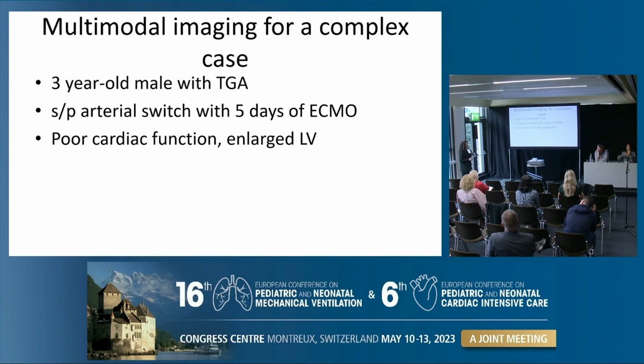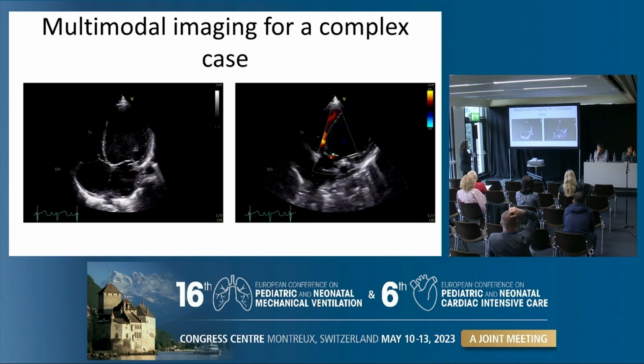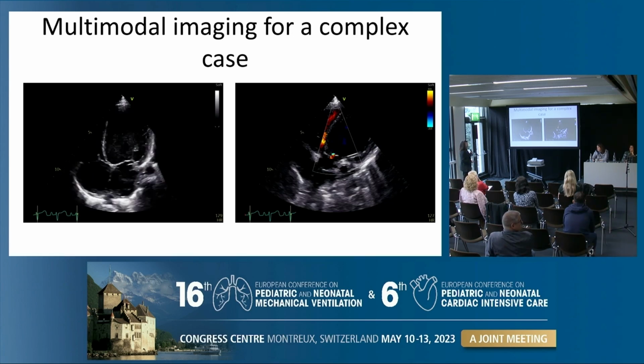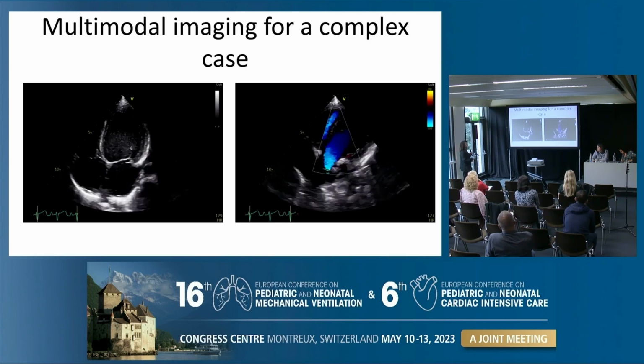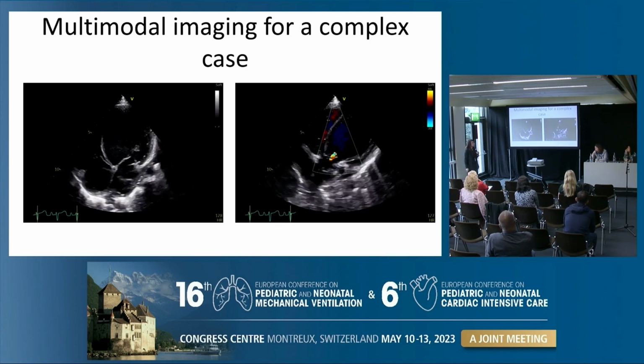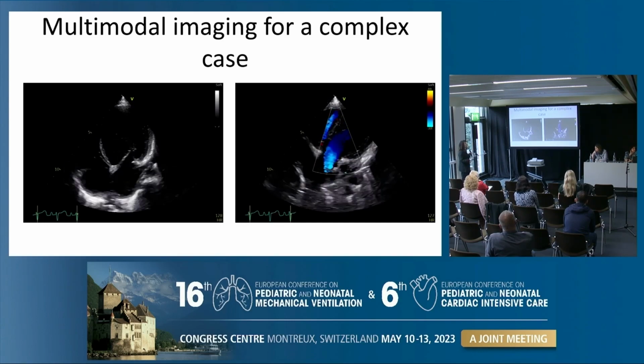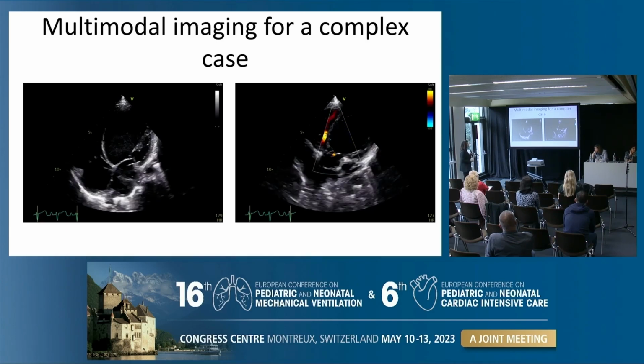And then we did, this is my last case. It's a multimodal imaging for a complex case. So it's a 3-year-old male with transposition of the great arteries. He had an arterial switch repair at our center with 5 days of ECMO, and he had continuous poor cardiac function and an enlarged left ventricle, not contracting well. And we knew that there was some sort of neo-aortic regurgitation, but not really severe. So we didn't know that there was something that had to be fixed. We just thought that this left ventricle is bad, he's not adapted.